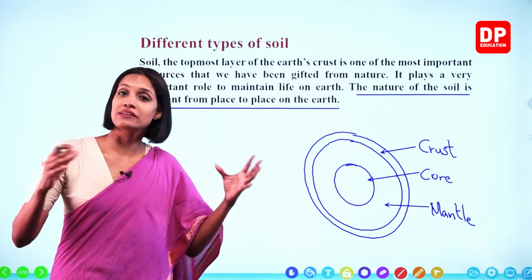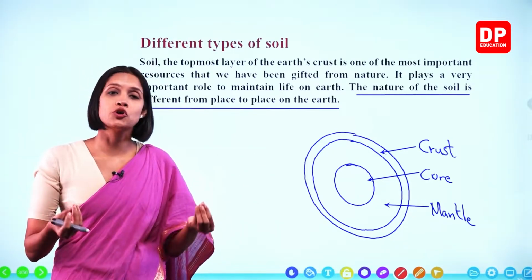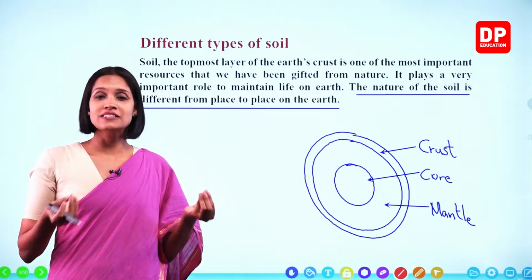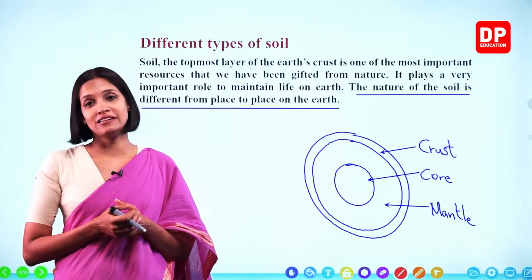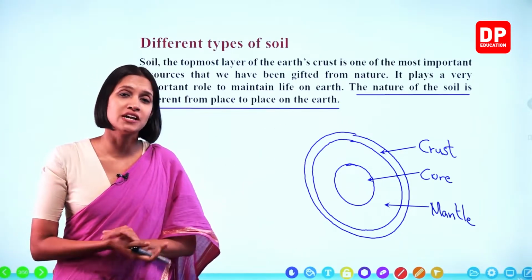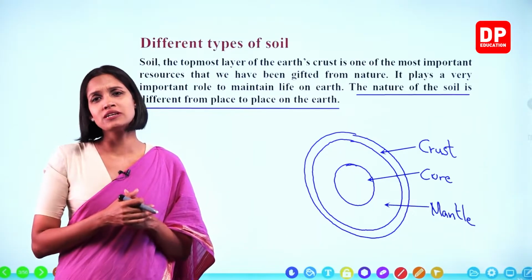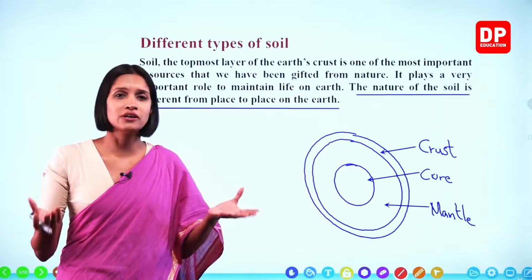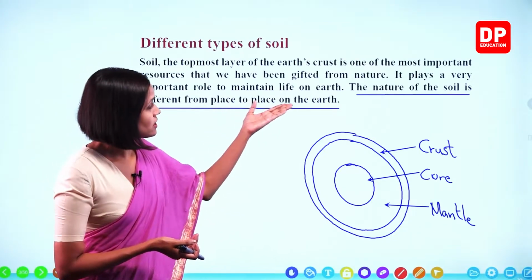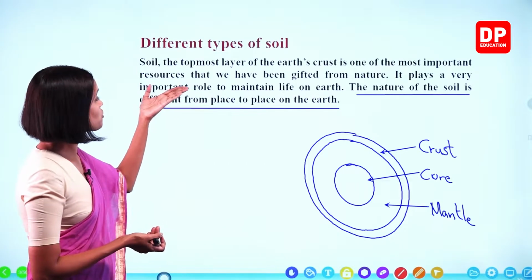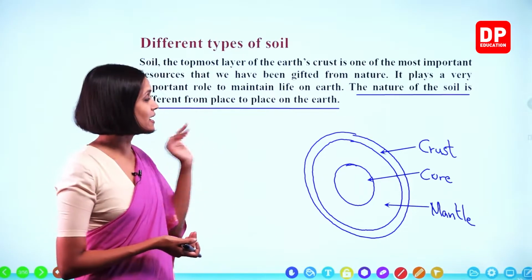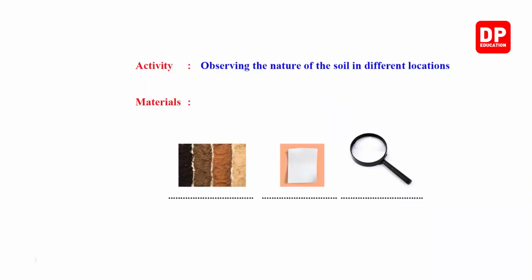So if you go under a large tree, you will see the soil is rich, mixed with plant parts, and almost black in color, right? But if you go out to a place where there is a lot of sunlight, the soil is brownish in color because the soil is kind of dried up, right? So therefore, the nature of the soil is different from place to place on the earth, okay? Right. So we'll go to the next one.